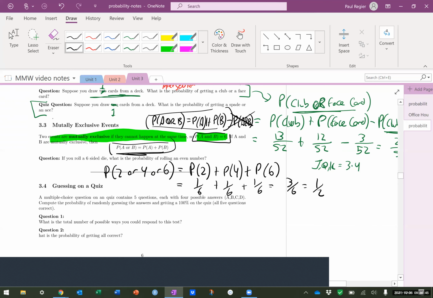So this is kind of an intuitive rule, but it helps to distinguish what kind of event we have. Are they independent or not? Or are they mutually exclusive? This all affects how we can calculate probabilities.